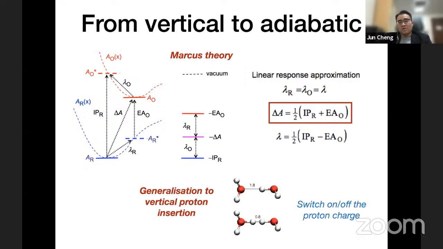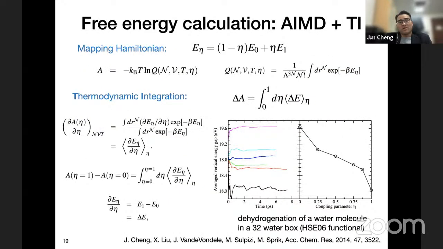Similarly, we can generalize this to also take into account protonation or deprotonation processes, by removing a proton from the system or inserting a proton into the system. Then we can similarly calculate the free energy of this process from the vertical insertion energy of protons. The formalism is called free energy perturbation theory. We sample a series of mixing Hamiltonians using molecular dynamics, then use thermodynamic integration to calculate the free energy associated with the proton insertion or electron insertion process.